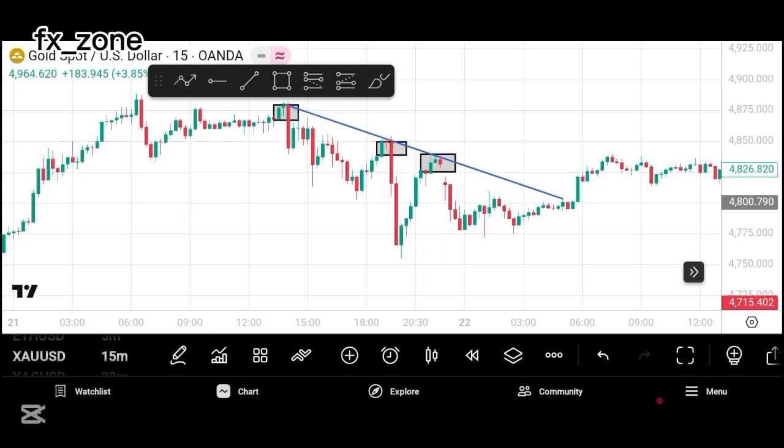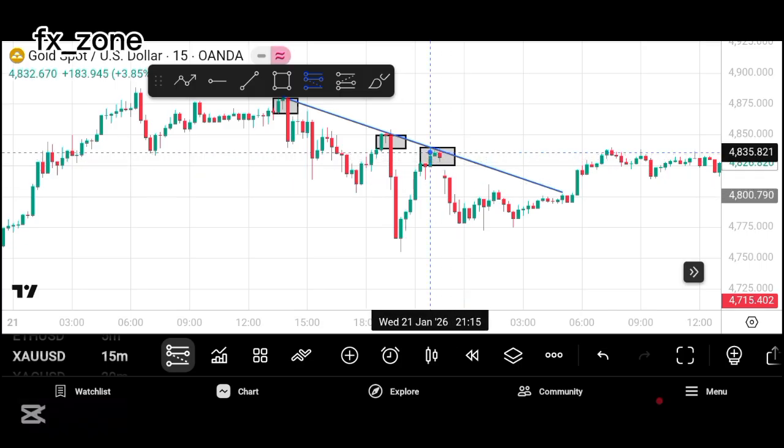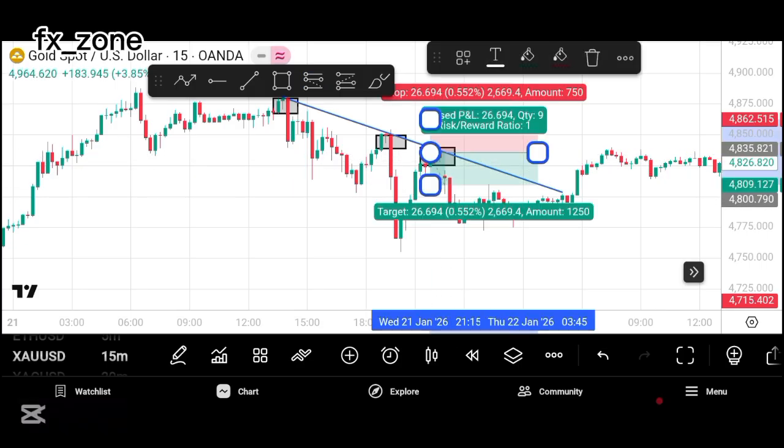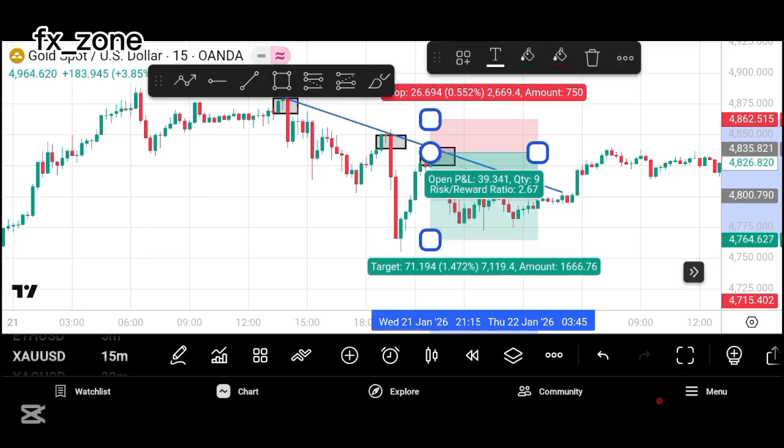Whether on the wick or on the body, just make sure you place it in a good position. You can make up your mind, you place it on the wick, believe me, it will work. You can say, okay, I'll place it on the body, it will still work.